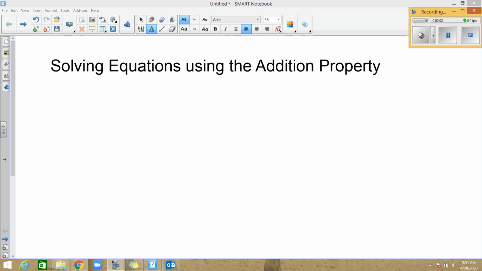Well, now we kind of get to do some fun things with algebra. And the basis of algebra is so we can solve for an unknown. All right, so today we're going to be looking at solving equations using the addition property.